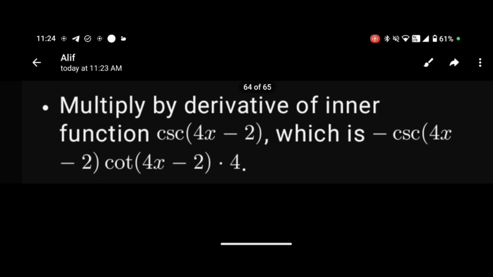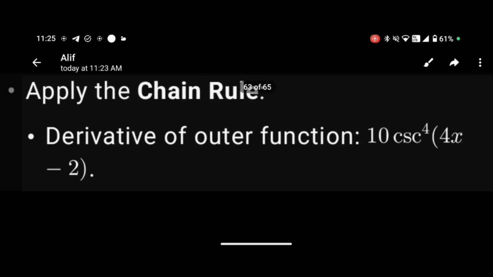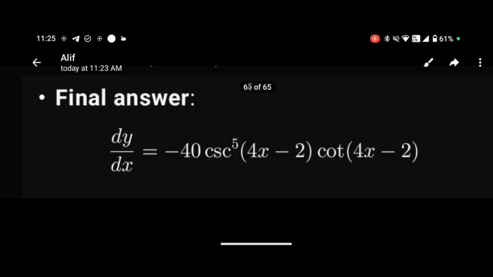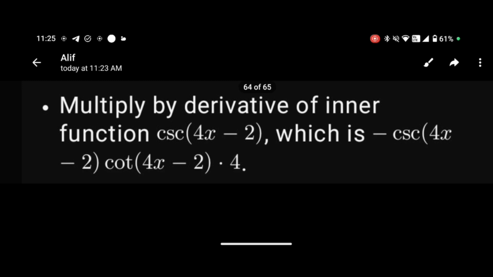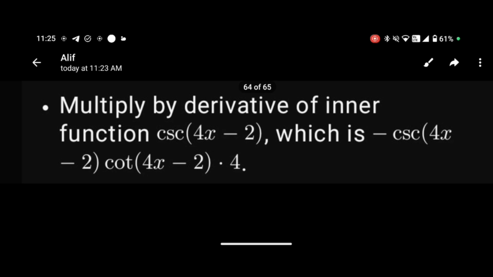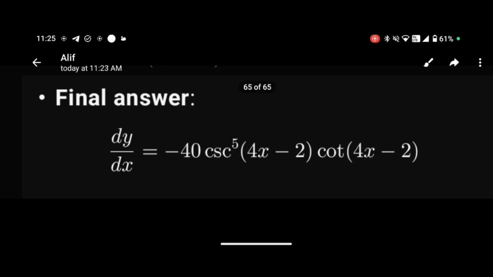Next we multiply by the derivative of the inner function, which is cosec(4x minus 2). Its derivative is negative cosec(4x minus 2) cot(4x minus 2) multiplied by 4, and the 4 comes from the derivative of 4x minus 2. The final answer is dy over dx equals negative 40, because 4 multiplied by 10 gives 40, and the negative comes from negative cosec. The cosec powers combine to cosec to the power of 5, so we get cosec^5(4x minus 2) cot(4x minus 2).